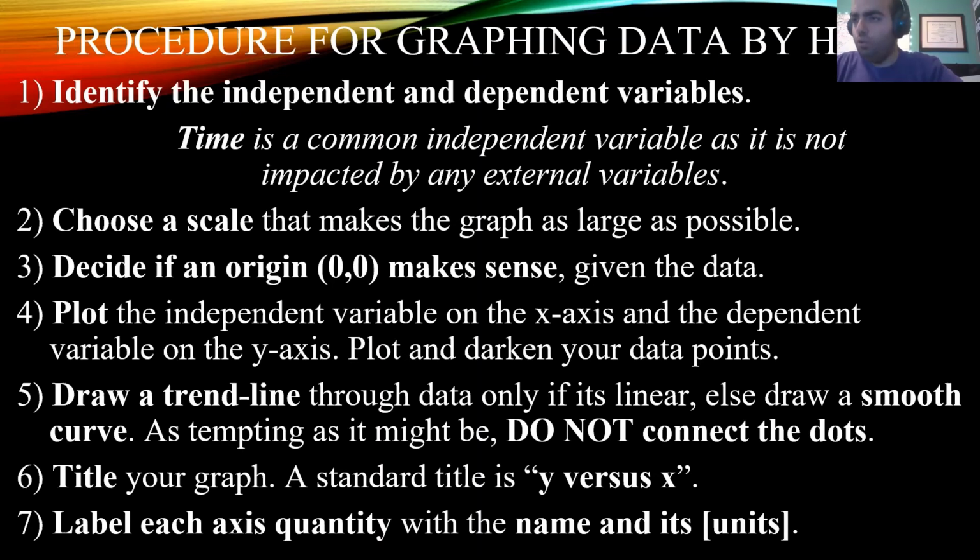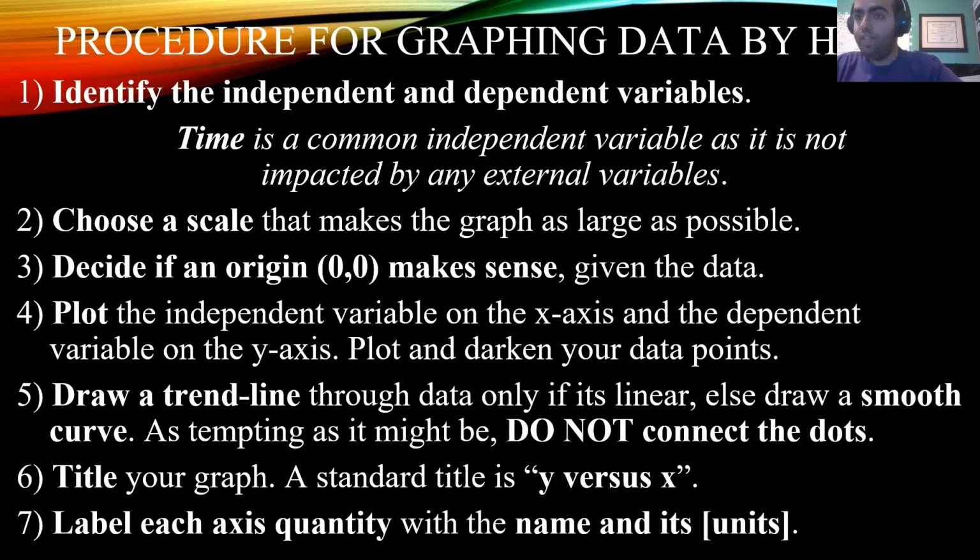As we go through, you'll build intuition for number 3, which is deciding if an origin makes sense for your data. In our example, 0 was a data point, 0, 0, the origin was a data point already. But later on, we'll build intuition for based on the quantities we're working with, does it make sense to have an origin value or does it not? Then you plot your data just like we did.